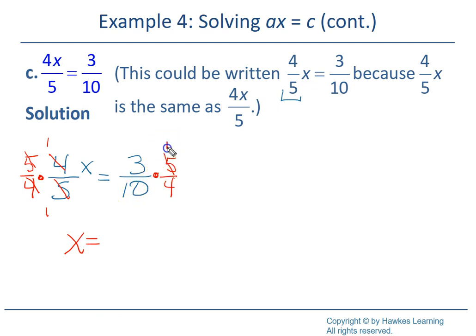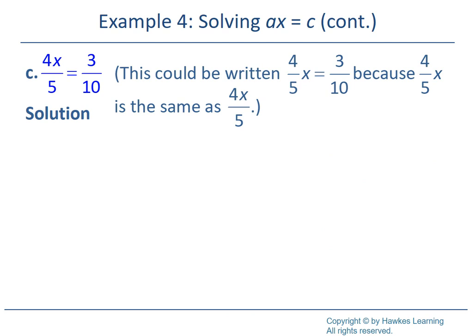Now here we could do a little cross-canceling too. 5 goes into 5 once. 5 goes into 10 twice. So now we get 3 times 1 is 3, and 2 times 4 is 8. And our answer now is 3/8. Again, this was a technique of multiplying fractions that we passed over a little bit, so I'm taking a little extra time to show you this. The reciprocal, and then cross-canceling and multiplying fractions.